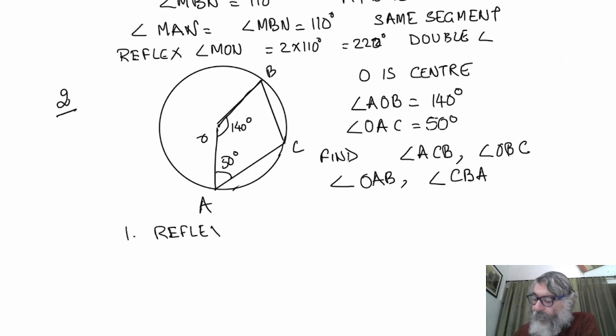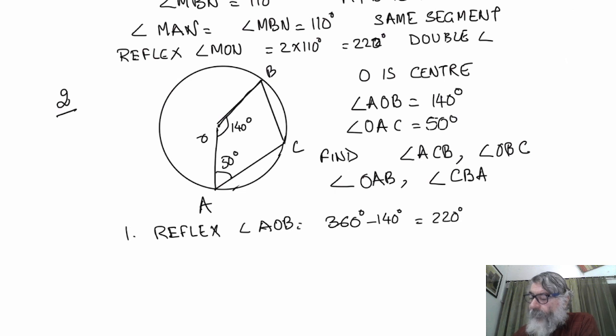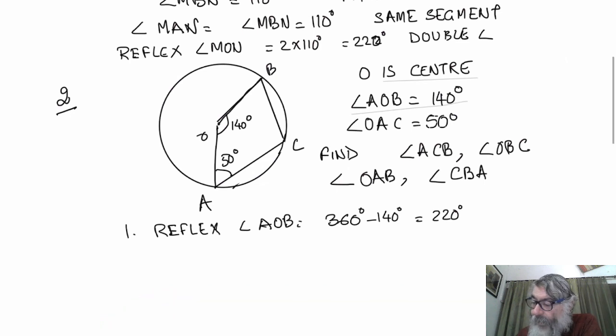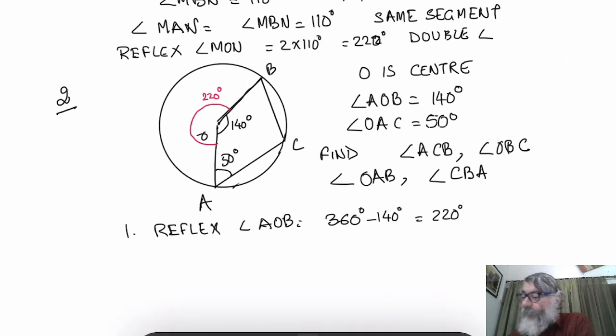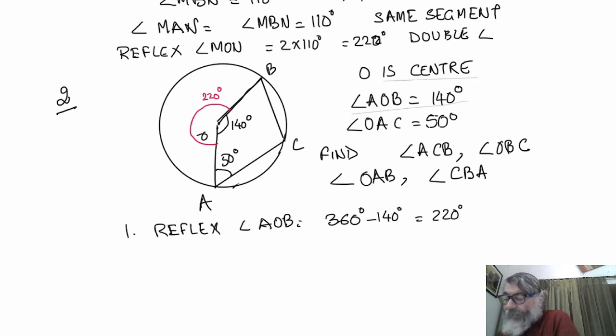Reflex angle AOB will be 360 minus 140, that will be 220 degrees. The sum of angles around a point is 360 degrees. This angle is 140 degrees, so this other angle will be 220 degrees. Now when it has become 220 degrees, I can find angle ACB.